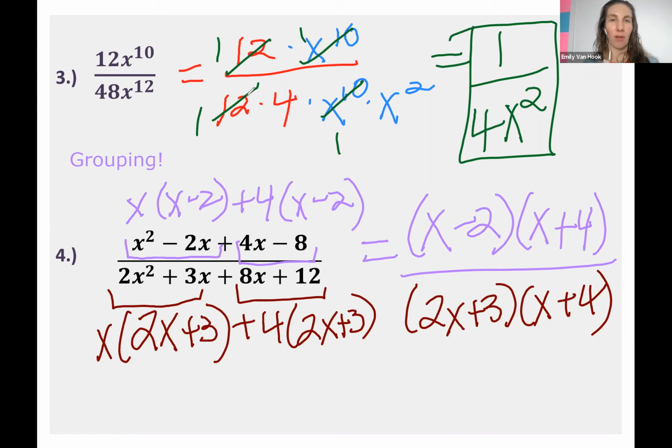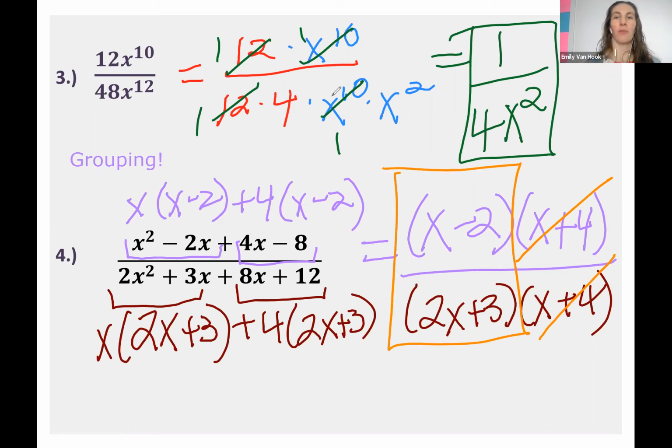And of course, we have a common factor. In this case, it's x plus 4. So we cross those out. And then what we're left with is x minus 2 over 2x plus 3. There you go. You can rewrite it, but that's what the answer is. So the final answer is x minus 2 over 2x plus 3.